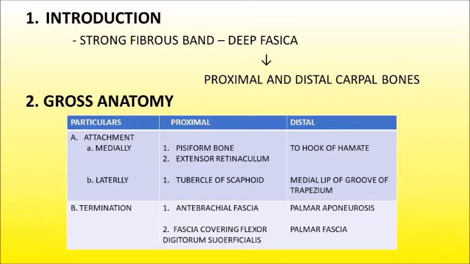Its proximal medial attachment is to the pisiform bone and distal medial attachment to the hook of the hamate. And its proximal lateral attachment is to the tubercle of the scaphoid and distal lateral attachment is to the medial lip of the groove of the trapezium. Its proximal termination is to the antebrachial fascia and distal termination is to the palmar aponeurosis and the palmar fascia.